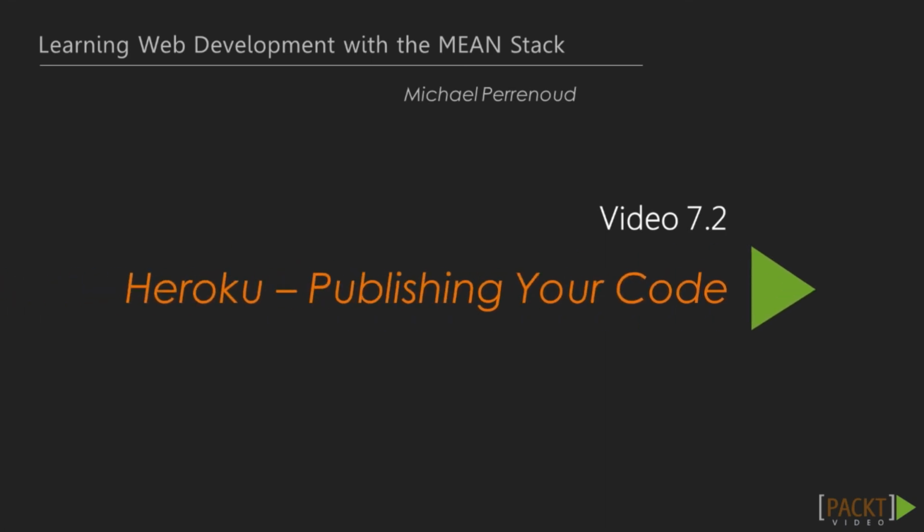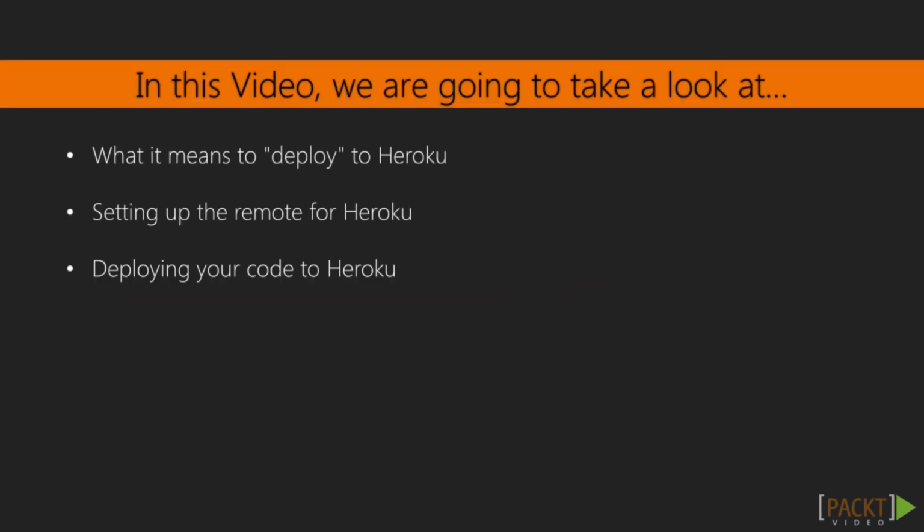In the previous video, we discussed what it meant and why it was important to have a distribution build. This is the second video in the section, and in this video, we will be covering what it means to deploy to Heroku, how to set up the remote for Heroku and WebStorm, and just how to publish that code to Heroku and what it looks like.